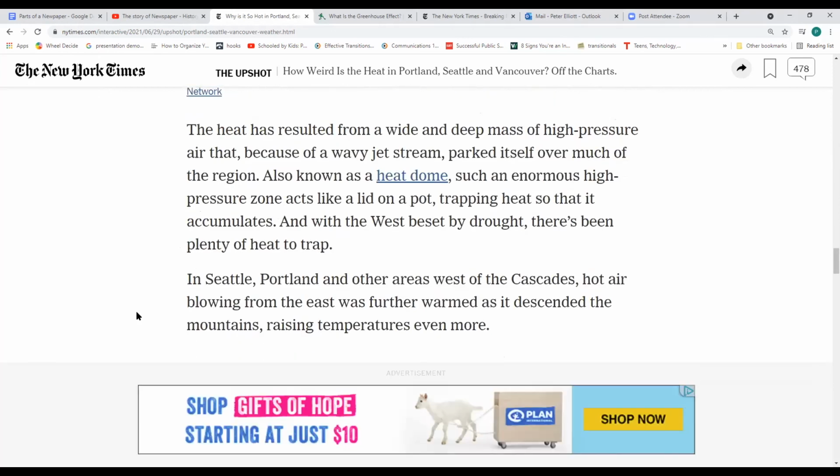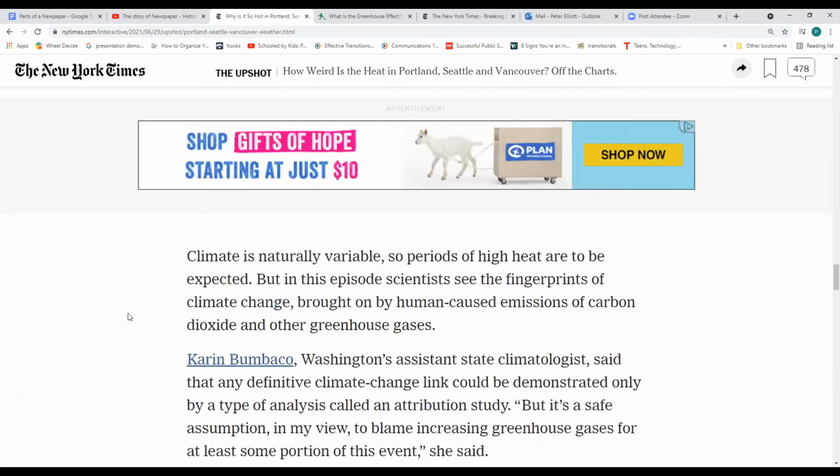The heat has resulted from a wide and deep mass of high pressure air that, because of a wavy jet stream, parked itself over much of the region, also known as a heat dome. Such an enormous high pressure zone acts like a lid on a pot, trapping heat so that it accumulates. And with the West beset by drought, there has been plenty of heat to trap. In Seattle, Portland, and other areas west of the Cascades, hot air blowing from the east was further warmed as it descended the mountains, raising temperatures even more.